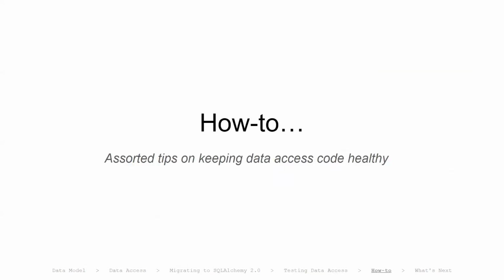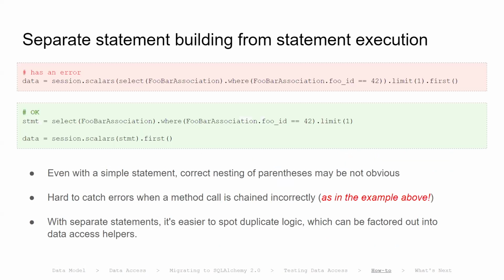A few how-tos based on this journey, assorted tips on keeping data access code healthy. They're not a gold standard, but I know they will help the developers who have to touch this code in the future. So, separate statement building from statement execution. You can do it in a clever way on one line. But let's not do it on one line, because, even for simple statements, it is very difficult to maintain the right nesting of parentheses. Bugs will be created. Another reason is that when you have it separate, it is easy to identify duplicate logic, factor out that duplicate logic into helper methods, and improve the code.